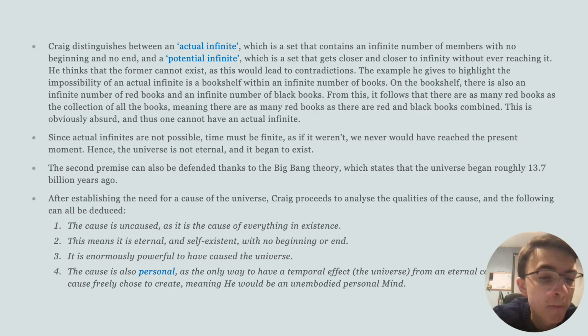And also, because this cause caused the universe to exist, it has to be immensely powerful to have created everything in existence. Now, this is a bit more controversial, number four, but he says that the cause is personal, because the only way to have a temporal effect, that is the universe, right, because the universe came into being at a certain time, from an eternal cause, that is God, is that cause freely chose to create. So you have an eternal cause, which is always existing, doesn't have a beginning or end, but then at one point, the universe begins to exist. How can we explain this, other than if that cause was an unembodied personal mind which chooses to create? So he says that this cause is personal.